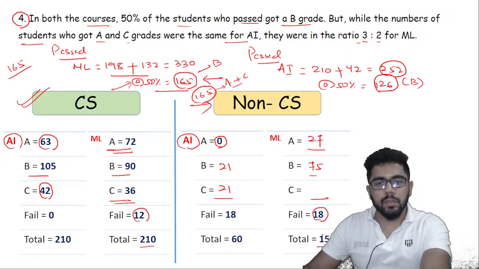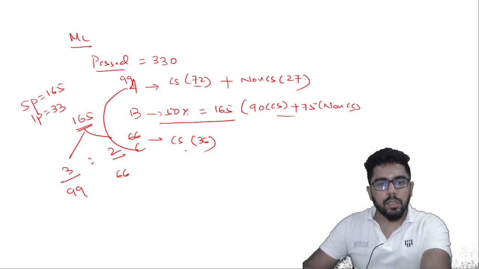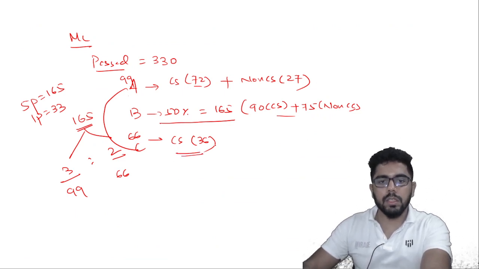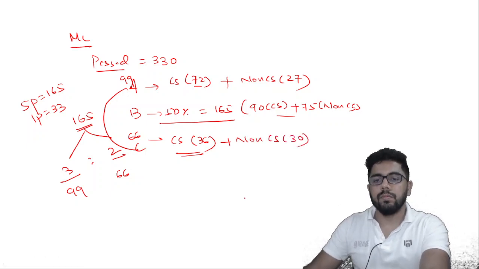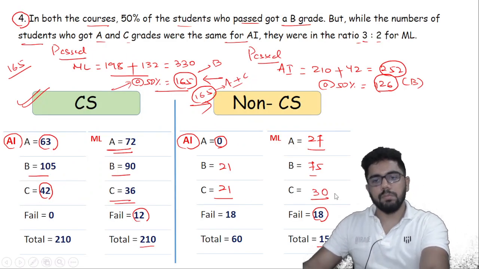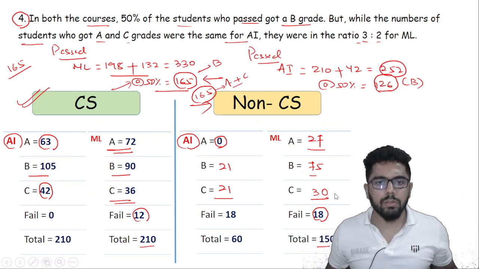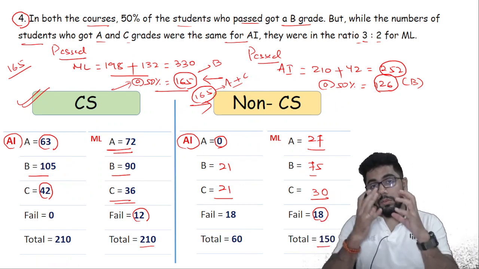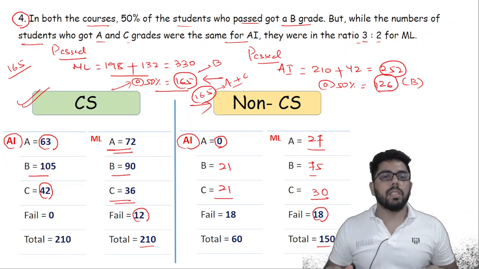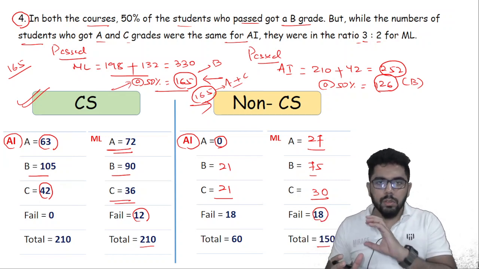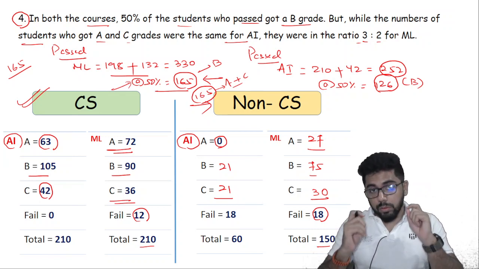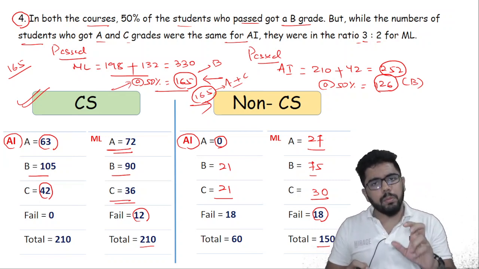And similarly, CS department C grade is 36, total is 66. So non-CS department has to be 30. So I'll fill this as 30, and I have exactly got all the values. Nothing difficult. You just have to go through the set systematically, and you will easily figure it out. Once you have understood the dynamics of the set, it is very easy to solve. But you have to be careful, because reading properly matters a lot.